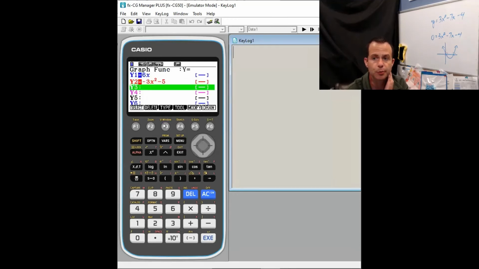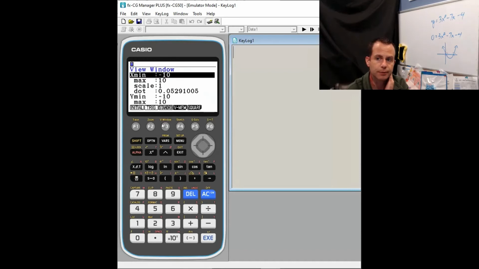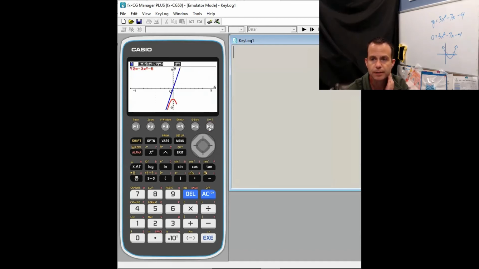By the way, standard window, I go into my window settings and I just press F3 for standard. On a Casio, you can get, or sorry, on a TI, you can get back to standard window by pressing zoom 6. Okay, so now I see what I want to see.